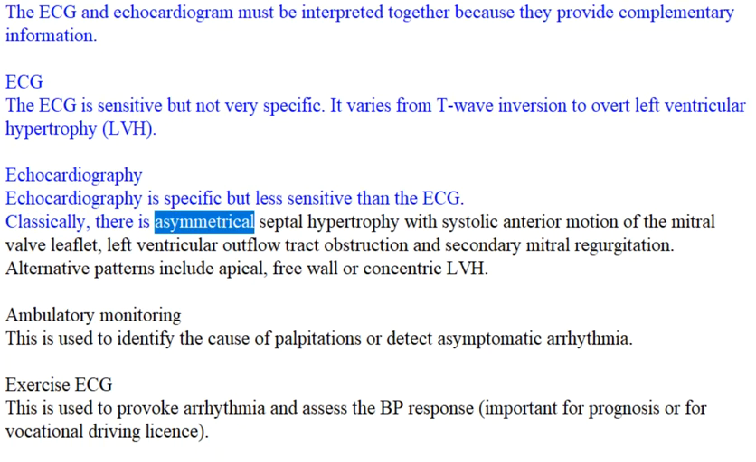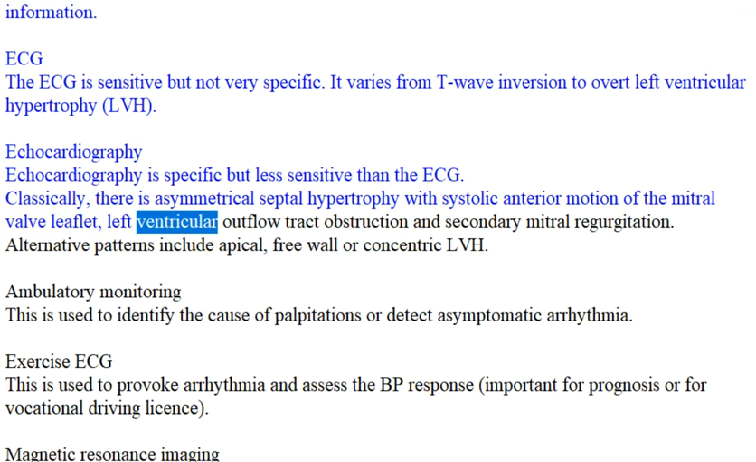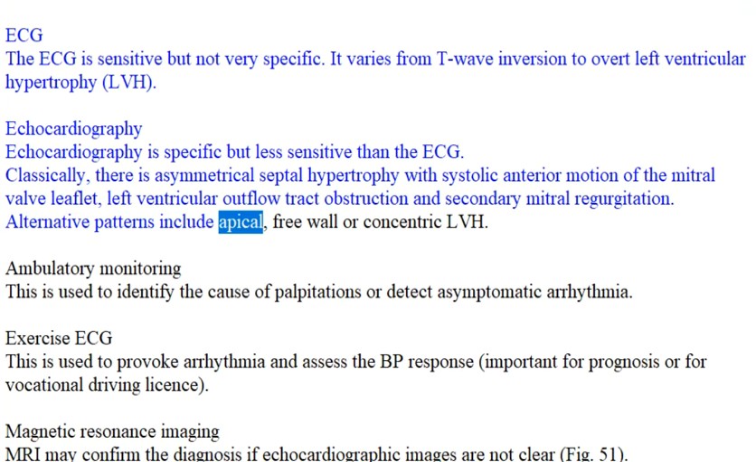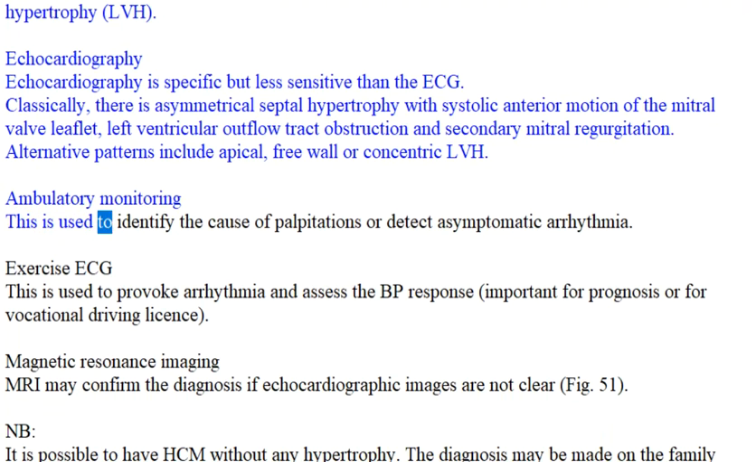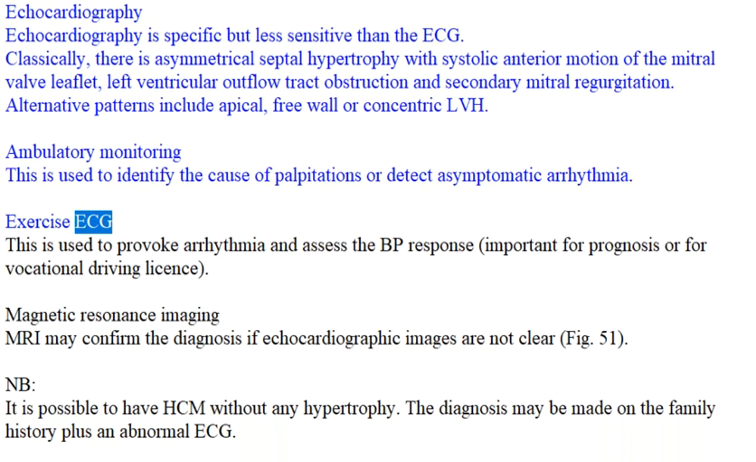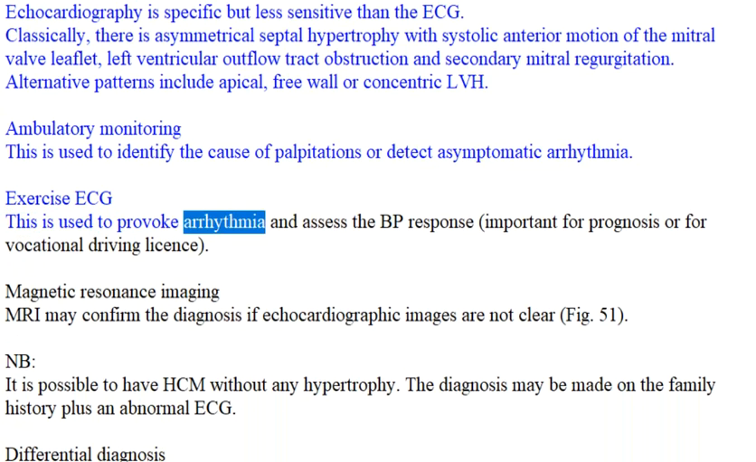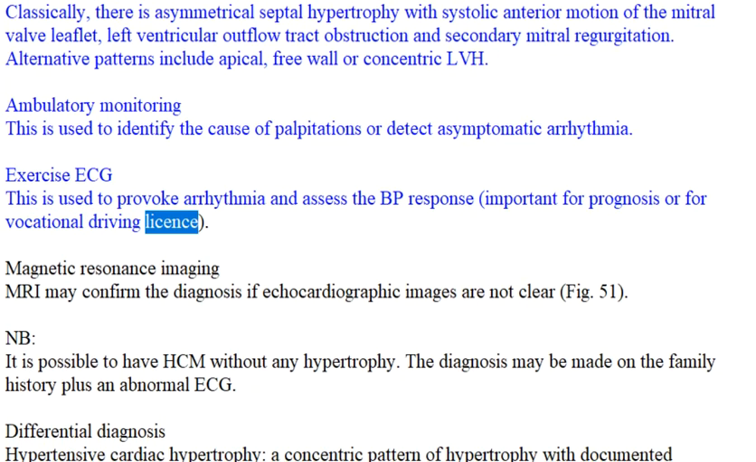Classically, there is asymmetrical septal hypertrophy with systolic anterior motion of the mitral valve leaflet, left ventricular outflow tract obstruction and secondary mitral regurgitation. Alternative patterns include apical, free wall or concentric LVH. Ambulatory monitoring. This is used to identify the cause of palpitations or detect asymptomatic arrhythmia. Exercise ECG. This is used to provoke arrhythmia and assess the BP response, important for prognosis or for vocational driving license.